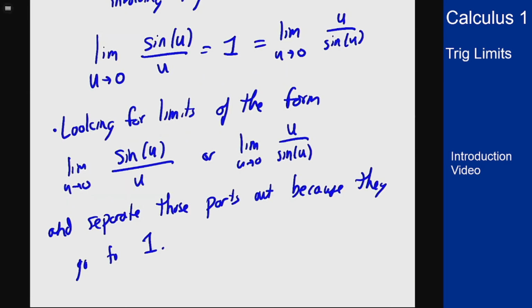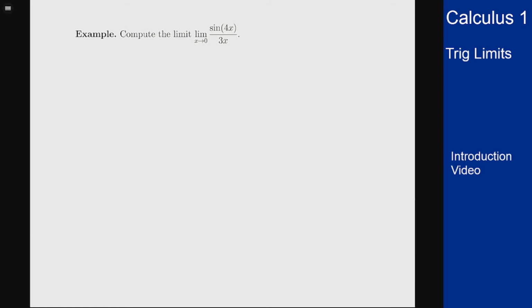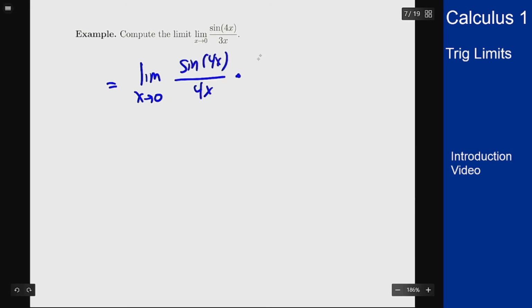Let's see an example of what this might look like in the context of a problem. So I want to find the limit as x goes to 0 of sine of 4x over 3x. Now, what I don't see here is something that matches. Here I see a 4x, and here I see a 3x. If those two matched, this would go to 1, and I'd be great. But they don't. So what can I do? Well, I can rewrite this as the limit as x goes to 0 of sine of 4x over 4x, times 4/3. Why does that work? Well, then these 4's would cancel, and this 3 would slide in here to make this 3x.